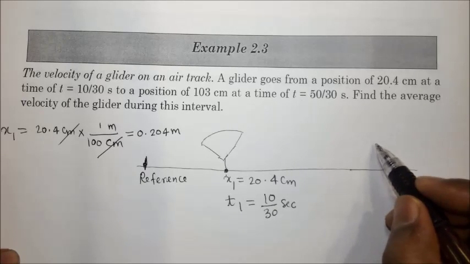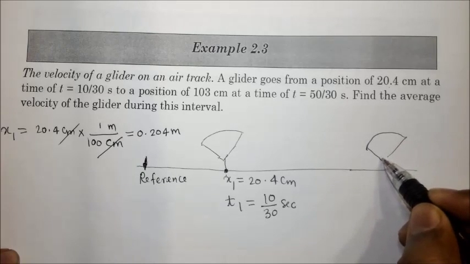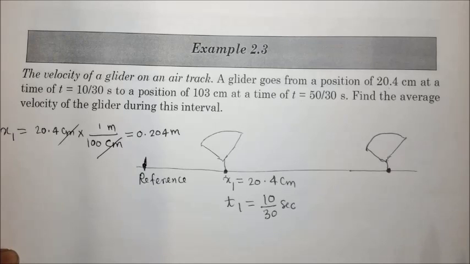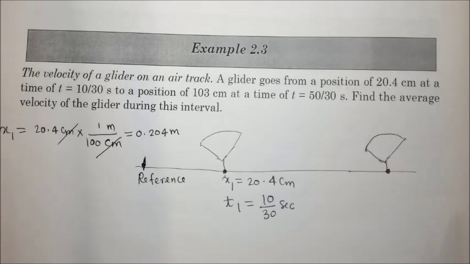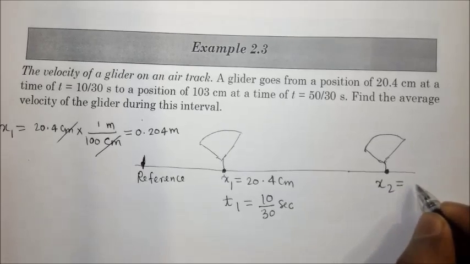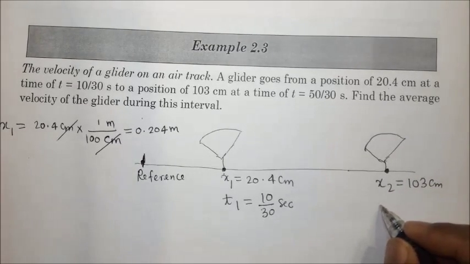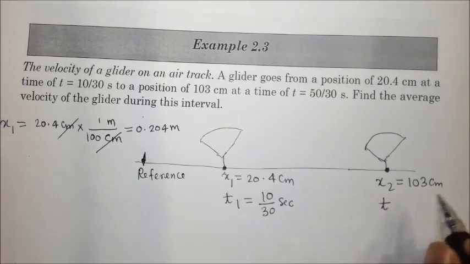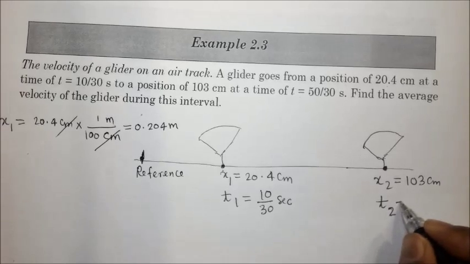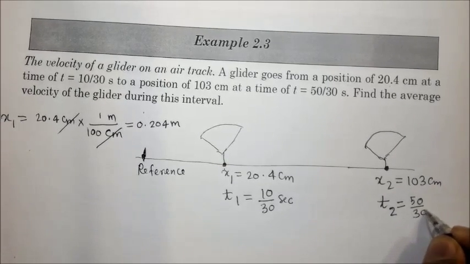Okay, another position at x2 is 103 centimeter at another time, though it is written t, we can say it is t2, which is 50/30 second.